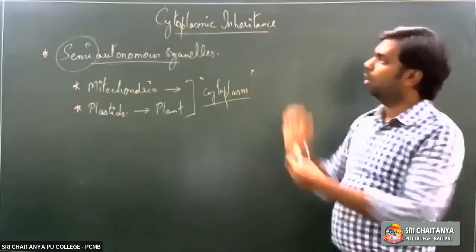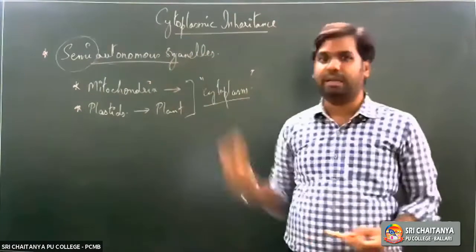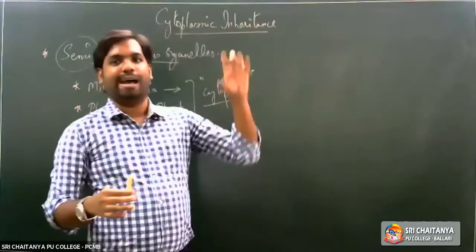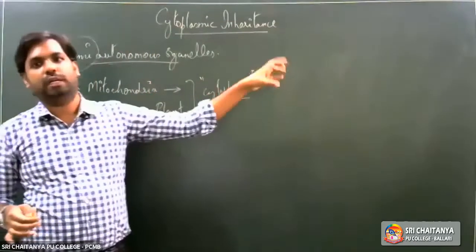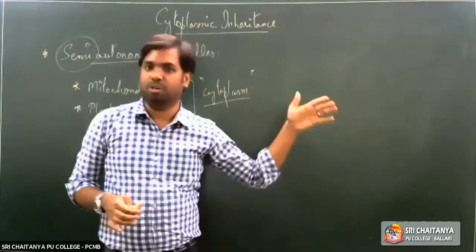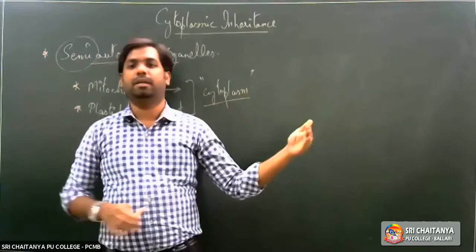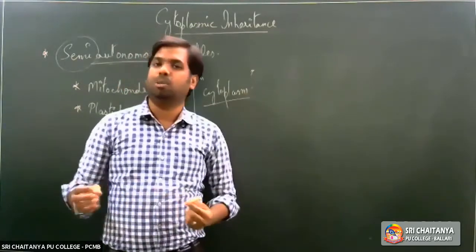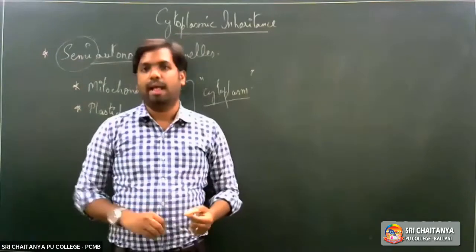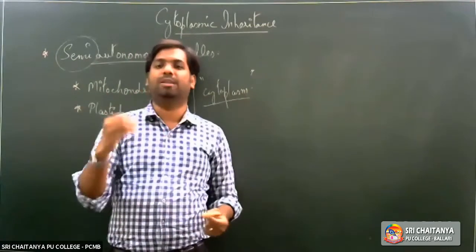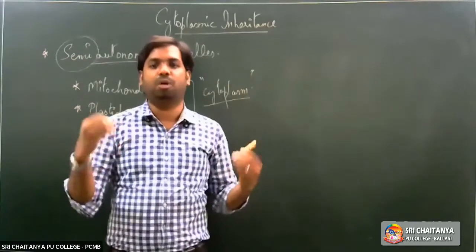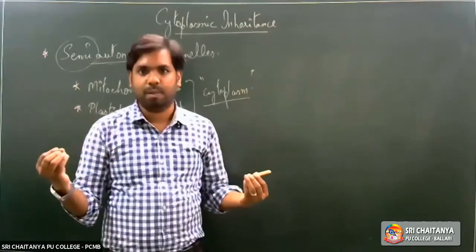So let me again go through what exactly this cytoplasmic inheritance is all about. Till now, what we have seen is that we have a nucleus, and in the nucleus we have the genetic material, which is nothing but DNA, or rather the chromosome, and in the chromosome we have the genes, and those genes we know are the ones which are responsible for the expression of a particular character, right?